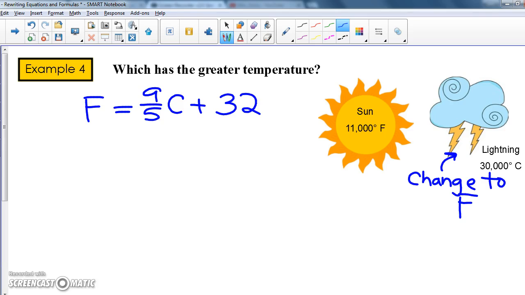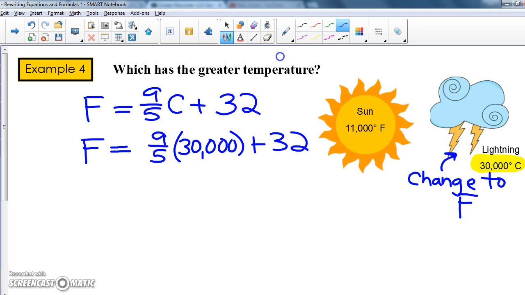So if I want my Fahrenheit when I'm all done, I need to put in my lightning temperature. So the lightning temperature says 30,000 C. So look at the formula. Think about where that's going to go. Where am I going to put the 30,000 in? I'm going to put it where it says C, right? Because that's my Celsius. So I have 9/5 times 30,000 plus 32. Okay, so what I'm doing, I'm taking my lightning, I'm popping it into my formula, and I'm changing it into Fahrenheit. Well, now I just need to do the math, right?